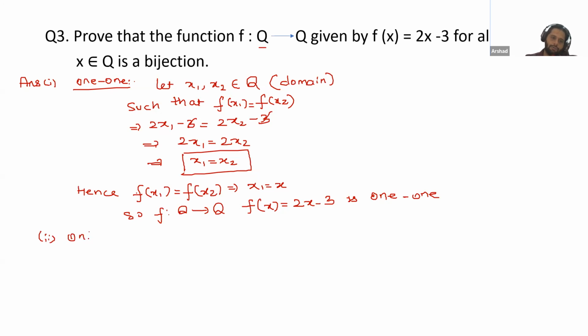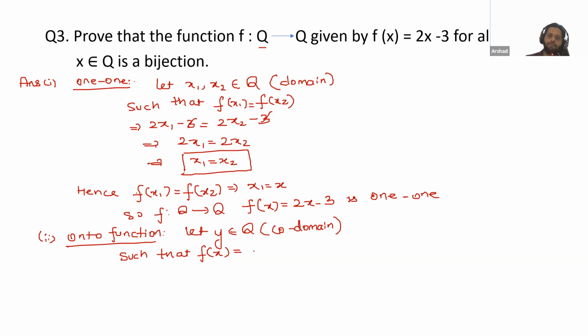Second is the onto function. Again the same thing in onto. Let y belong to the second set, which is Q, so we will write codomain. Let y belong to Q (codomain) such that f(x) is equal to y. So this means 2x minus 3 is equal to y. This implies 2x is equal to y plus 3. This implies x is equal to (y plus 3) by 2.